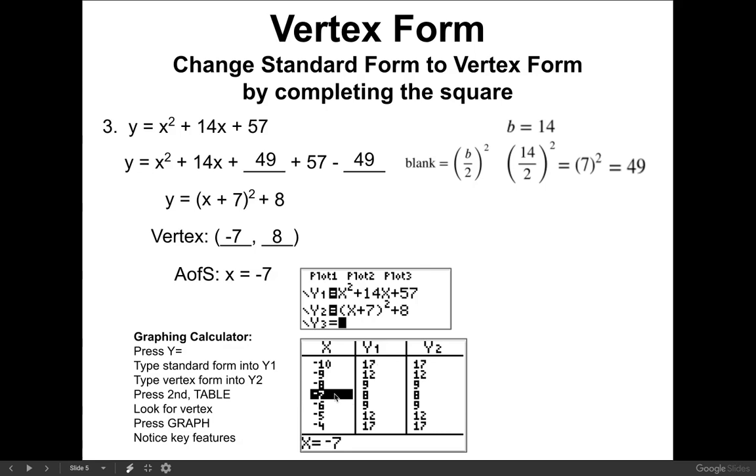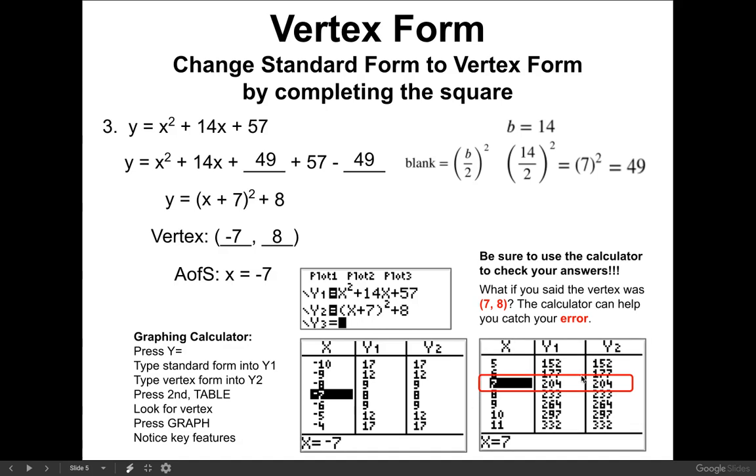If you were to scroll to positive 7, as you can imagine, that would be a common mistake that students do. They list 7, 8 as their vertex. So if you were to scroll in your table to positive 7, let me tell you, there will not be an 8 sitting there beside. So that should tell you that you've done something wrong. We can see here in that table, beside the positive 7, it's actually 204. So that would kind of give you an alarm of you've done something wrong.